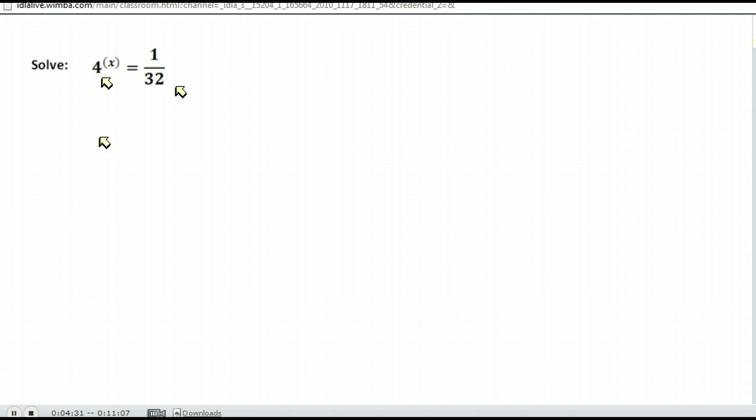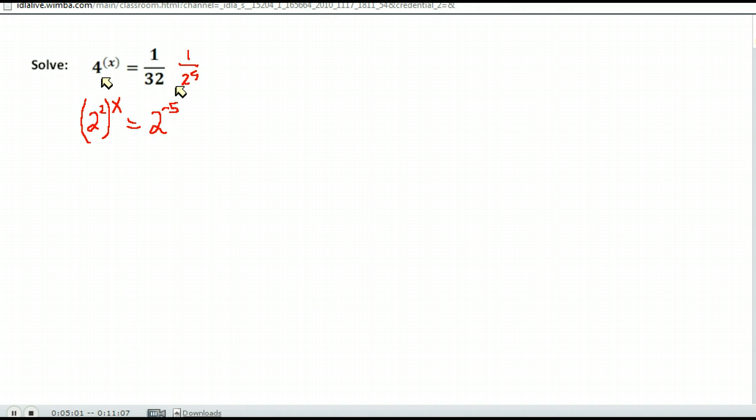Oh, sorry, I've got arrows instead of a pen here. One second. Okay, so we rewrite 4 as 2 squared to the x power. Now, 1 over 32, this is the same as 1 over 2 to the 5th power. Okay, but remember, if it's in the bottom of the fraction, that means it's got a negative exponent. So we could write it up here as 2 to the -5th power would be 1 over 32.